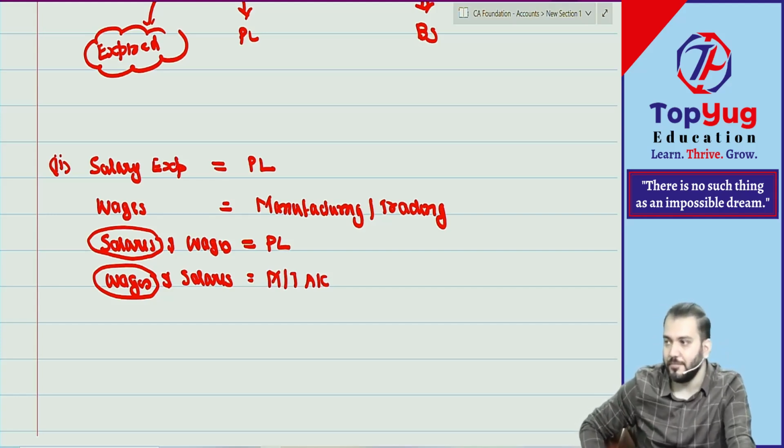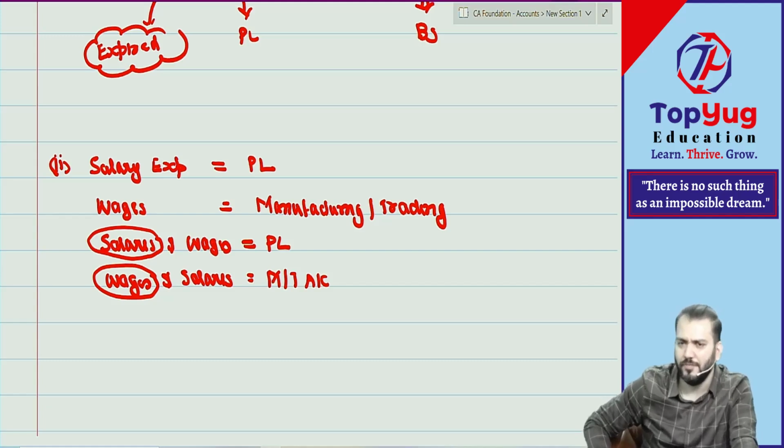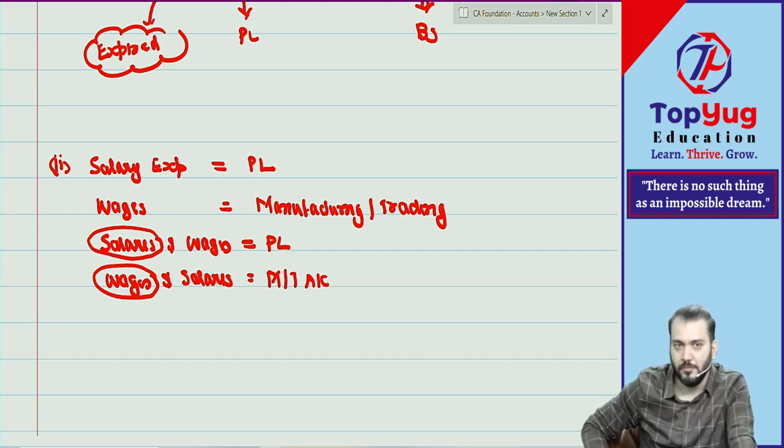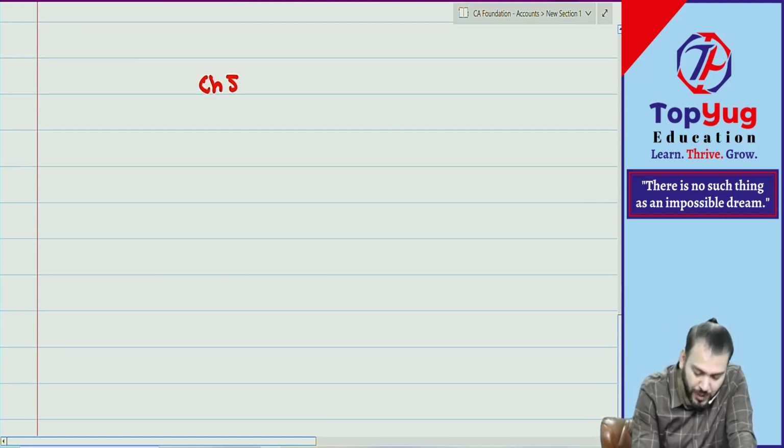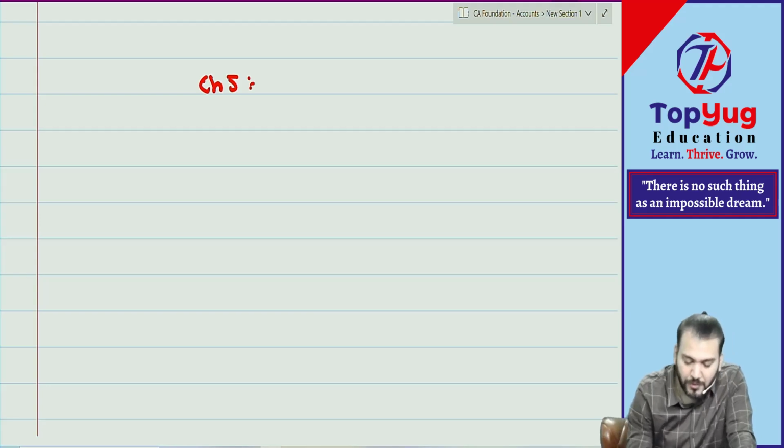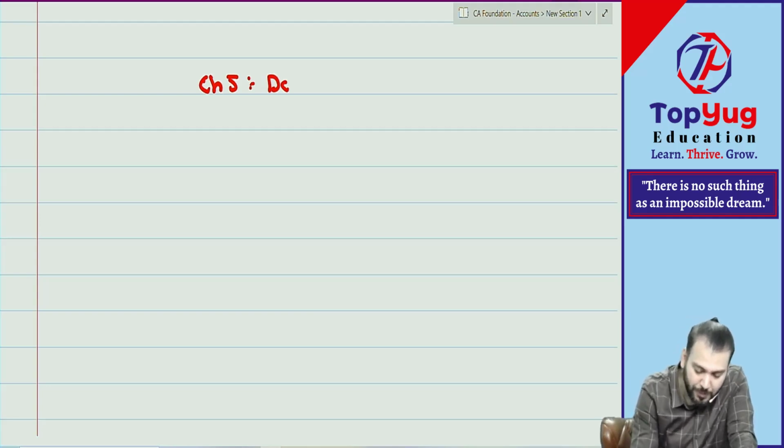Chalega? Understood? Correct? Any doubt? No doubt. Correct. So today we'll start a new chapter. Chapter number 5. Depreciation.